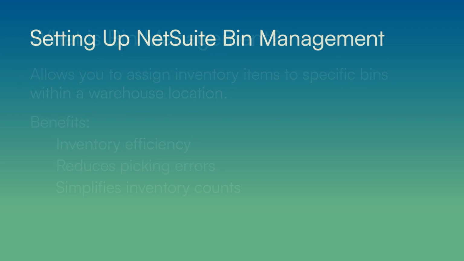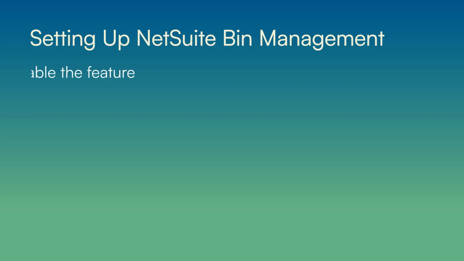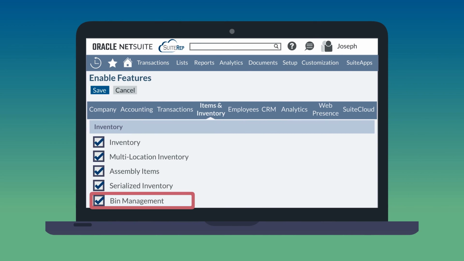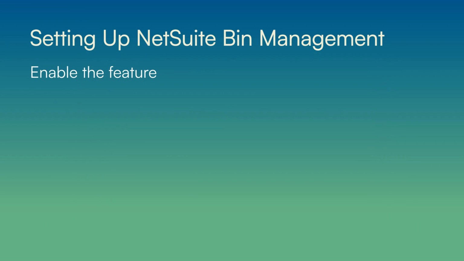Let's take a look at what you need to start using the bin management feature in NetSuite. First, you'll need to enable the bin management feature, which you will find in the inventory section of the Items and Inventory tab in Enable Features. While you're there, double check that the multi-location inventory feature has also been enabled, since bin tracking works at the location level. Now you're ready to start creating individual bins for each of your locations.